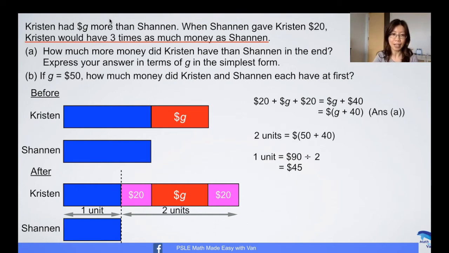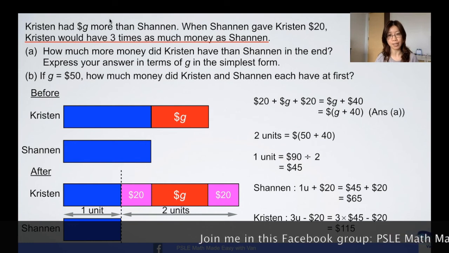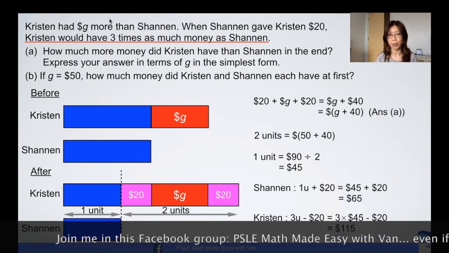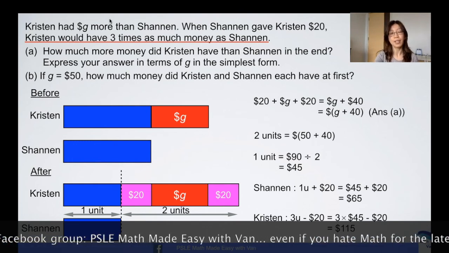Then remember, all those that we have found is the after. That is the good thing about keeping the before model, as we can now compare what they had before and after. So in order to work out Shannon's before, we have to add $20 to 1 unit, and that will give us $65. And for Kristen, remember, we have to take away the $20 from her. So $20 taken away from the 3 units will give her $115 at first. So that's the answer.